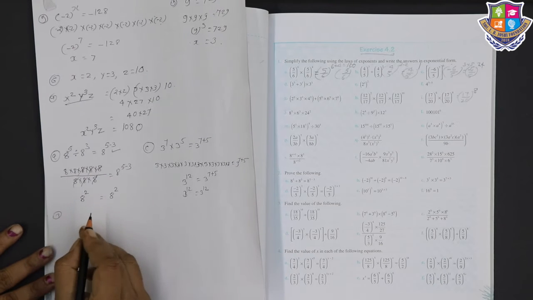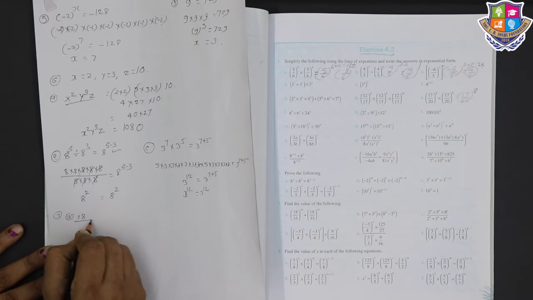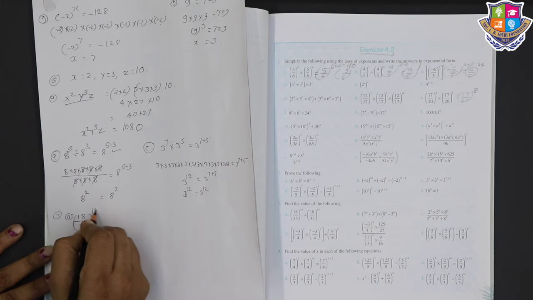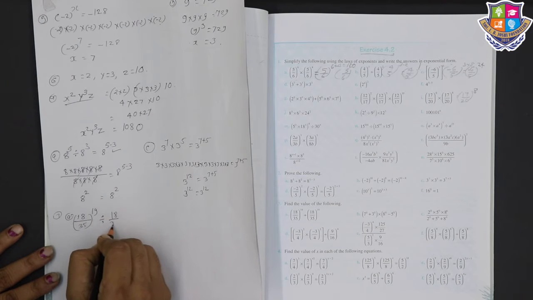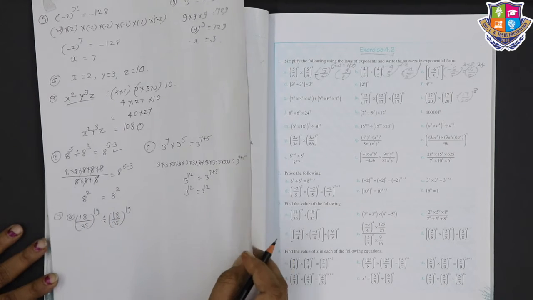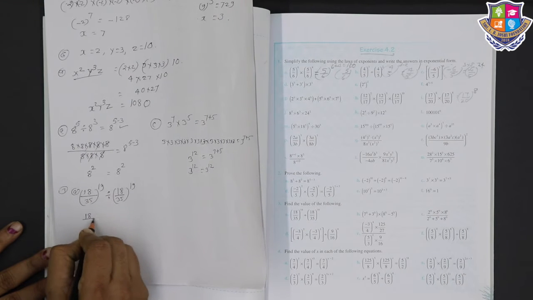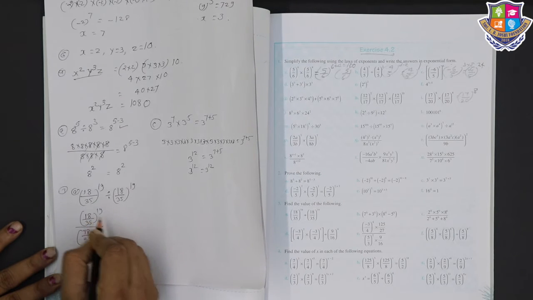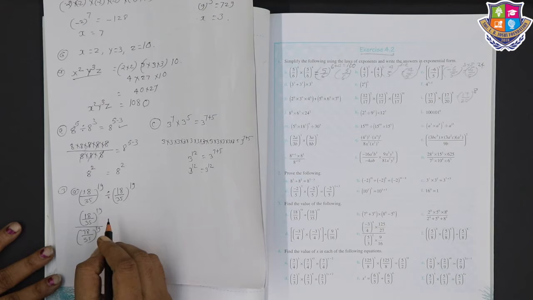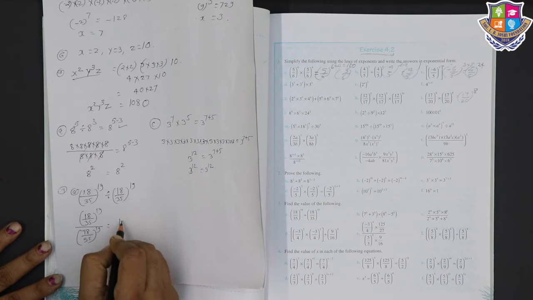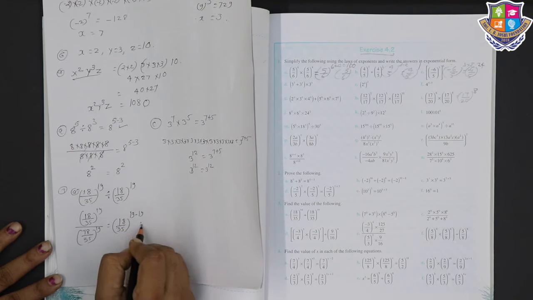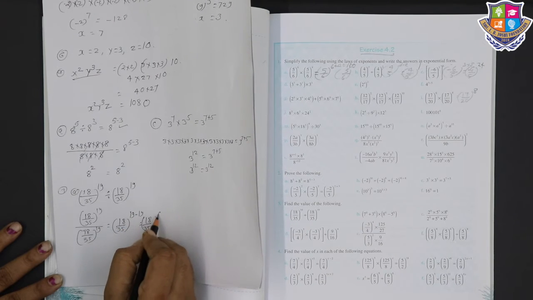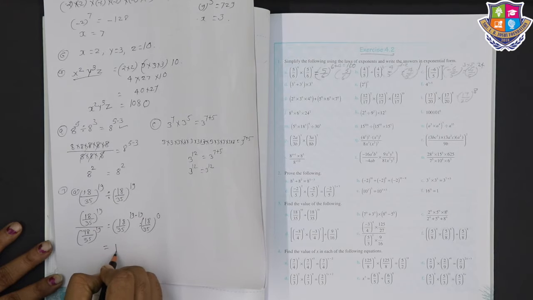Find the value of the following. It is A, (18/35) to the power 19 divided by (18/35) to the power 19. Okay, just simply divide the number, (18/35), here is the power 19, here is the power 19. So when you are writing this number 19 times, it will become (18/35) to the power 19 minus 19, so (18/35) to the power 0, so it is equal to 1.